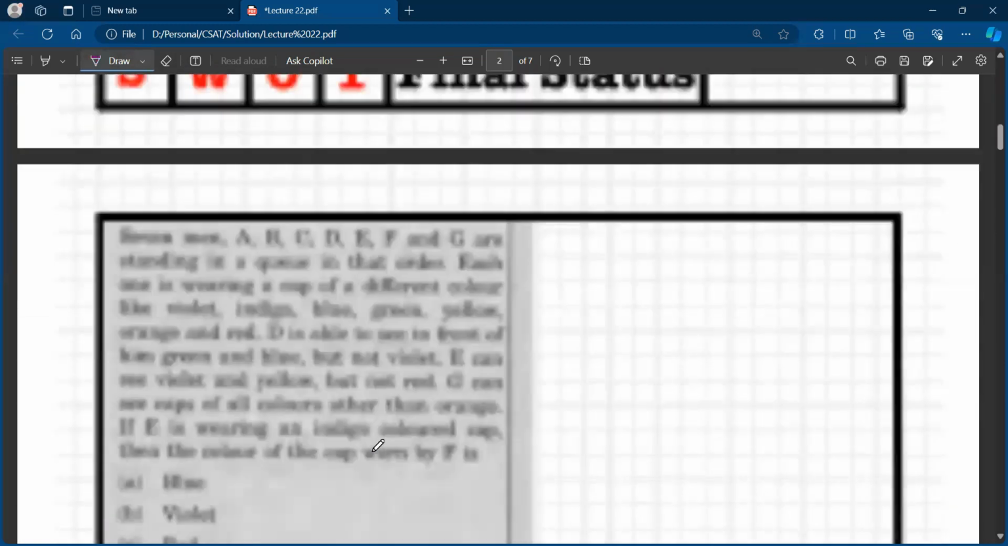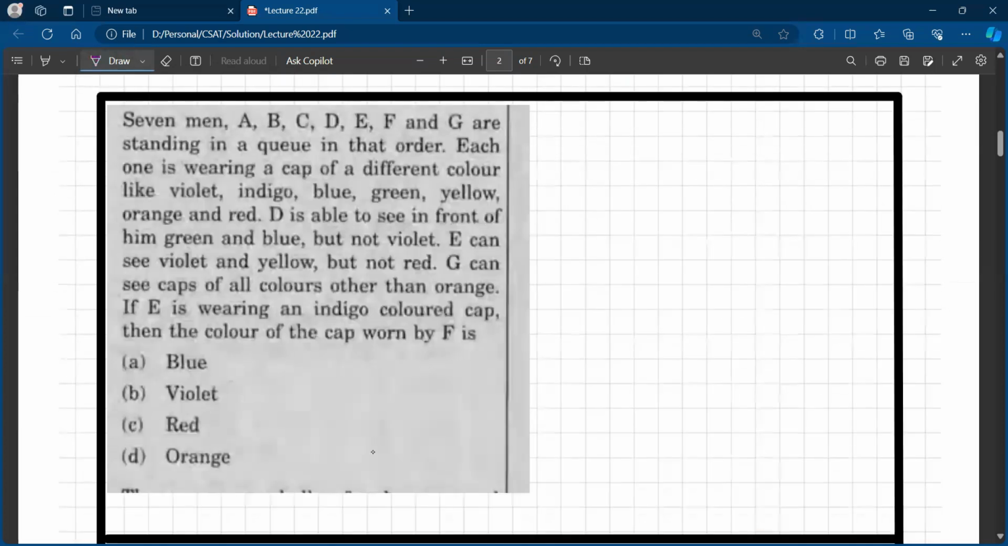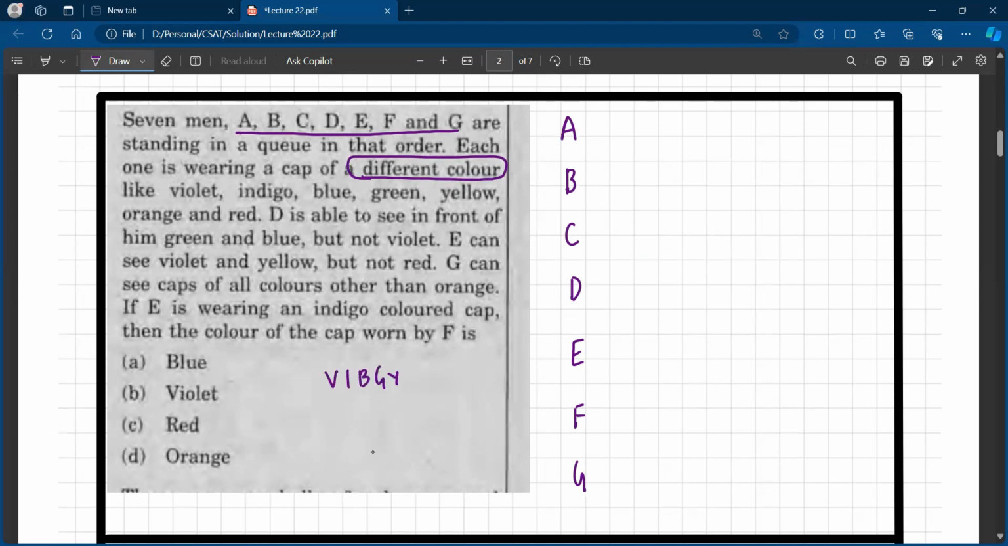Going to the next problem. In this question, it is given that 7 men A, B, C, D, E, F, and G are standing in a queue in that order. Each one is wearing a cap of a different color. The colors are violet, indigo, blue, green, yellow, orange, and red.